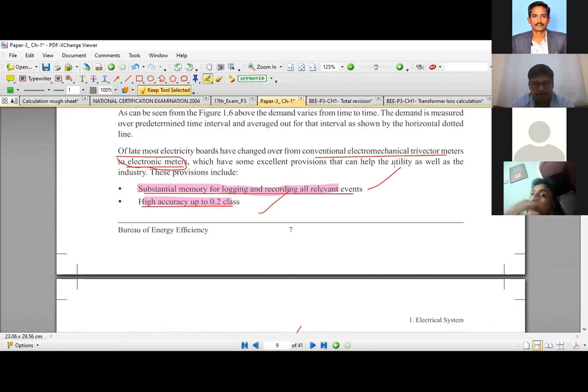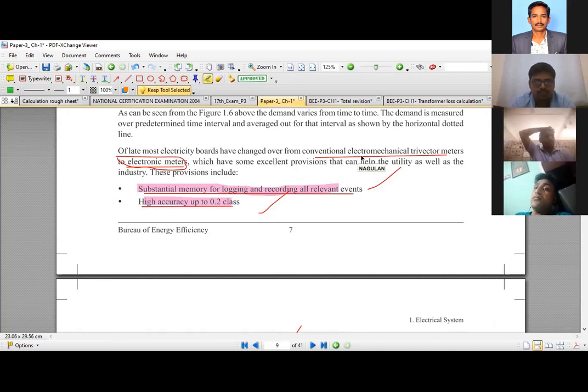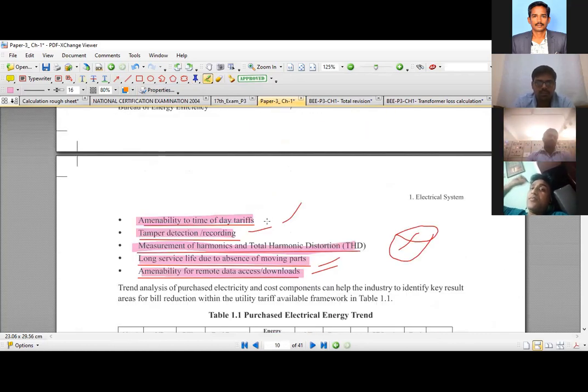And one more point I need to add. If you are using an energy meter, what criteria do we need? The meter needs recording and high accuracy. Energy meters, you know, the electronic meters.